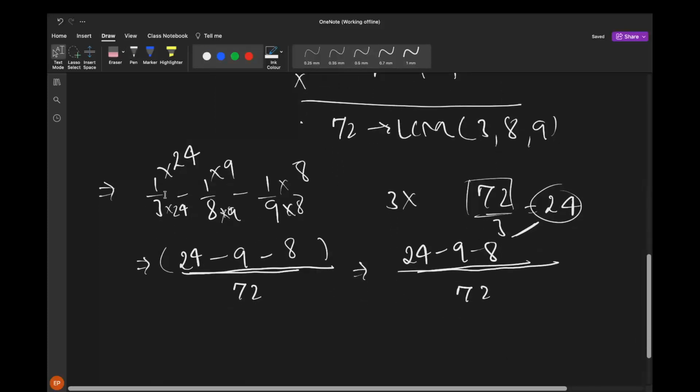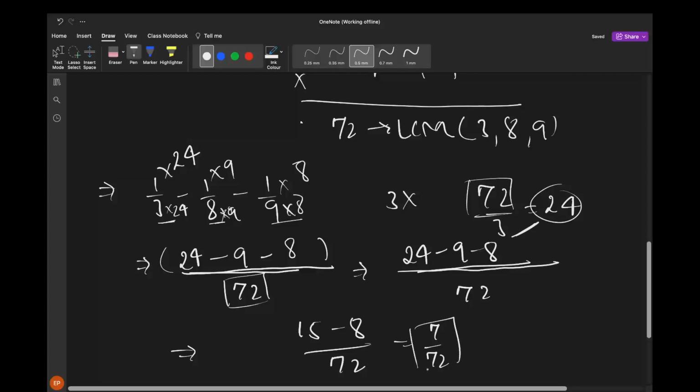Here, see, I wrote 72, and I am multiplying these numbers, 24, 9, 8, because these will give 72 as the answer. That's why I wrote one common 72, and I am multiplying these numbers for the numerator. So 24 minus 9, how much? 24 minus 9 will be 15, minus 8, by 72. 15 minus 8, how much? 7 by 72. So the answer is 7 by 72.